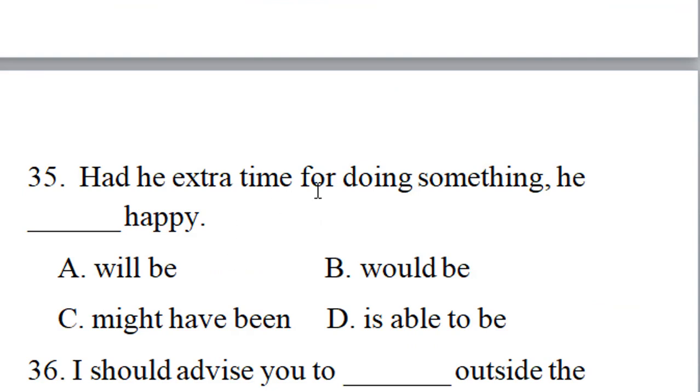Had he extra time for doing something, he blank happy. This is also conditional, conditional type 2 inversion. Inversion is also possible for conditional type 2 and type 3. This means if he had extra time for doing something, he would be happy. Simple past with conditional.